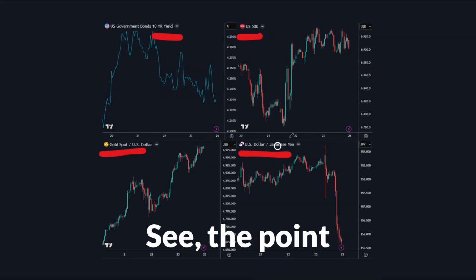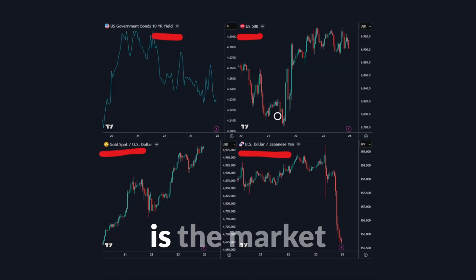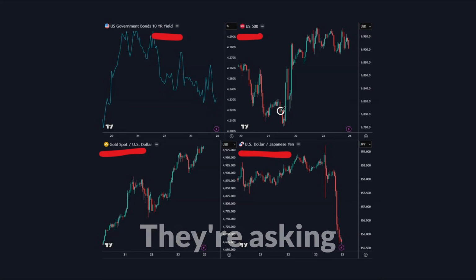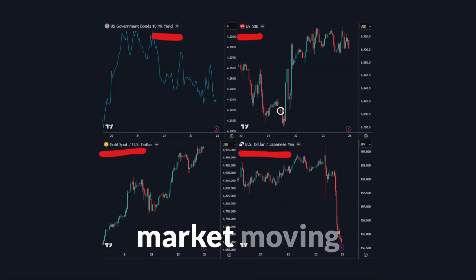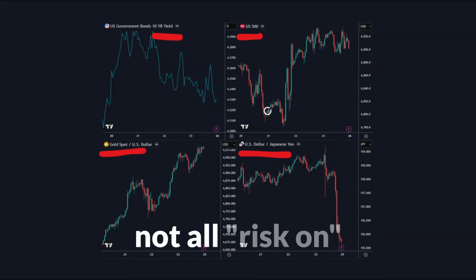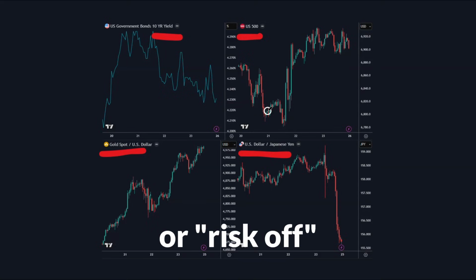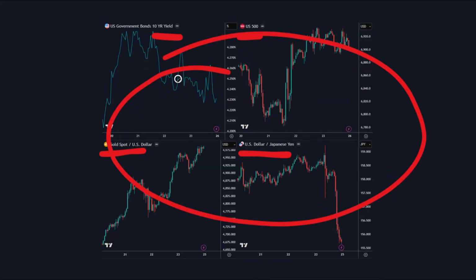See, the point of all this is that institutions are not asking, is the market risk on or risk off? They're asking, what is the dominant narrative right now? Why is the market moving right now? Because the truth is that not all risk on or risk off are the same. So the answer to that is this dashboard right here.